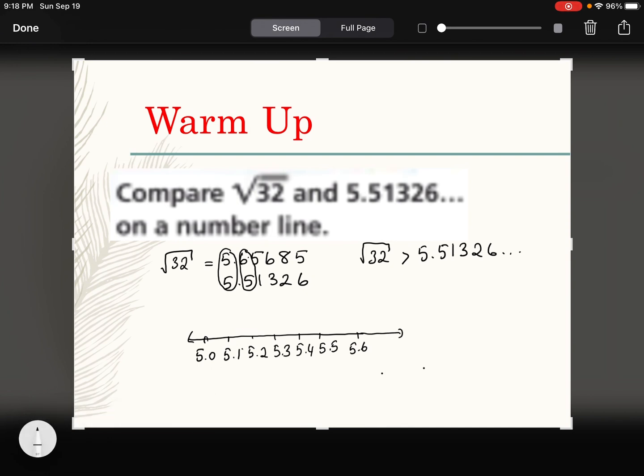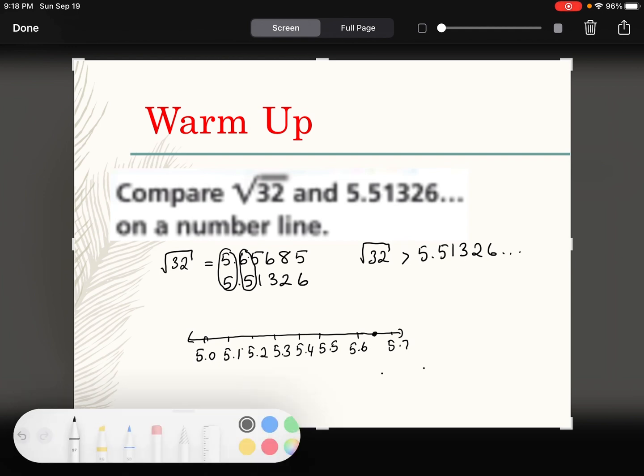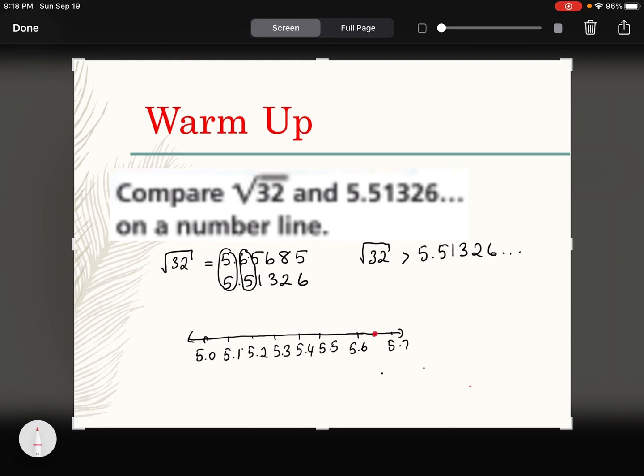Okay, so square root of 32. First of all, I'm going to place the square root of 32 at 5.65, right? So it's gonna be between 5.6 and 5.7 in here. I can use a different color. So this is square root of 32, right? And 5.51 is going to be next to 5.5. Let's put 5.51. Okay, so I'm gonna move on to the next example.